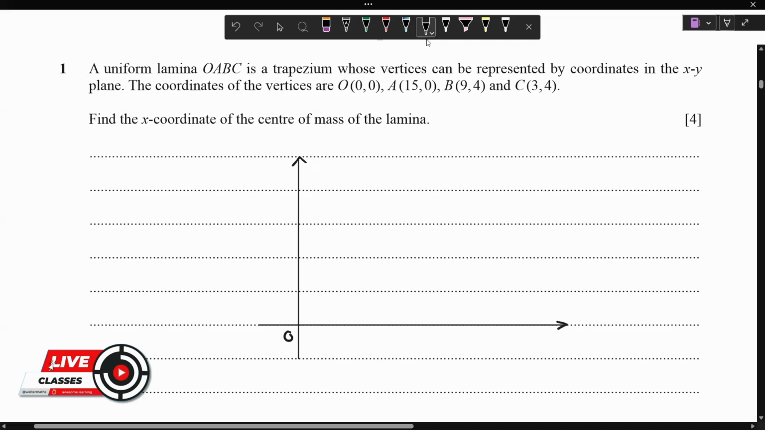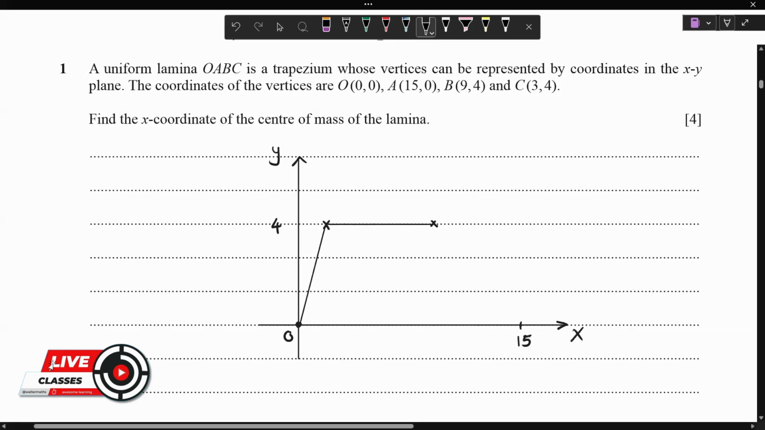So I have the Cartesian plane XY, and for the shape, we have the point 0, 0, that's the point O. Then the point 15, 0, say it's here. Let's just say this is at 15. And there's another point B, 9, 4. So say here. And 3, 4. So let's say this is 4. So maybe like this. So the shape would look like this.